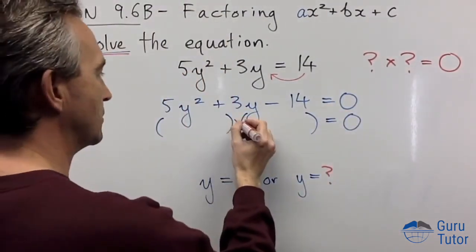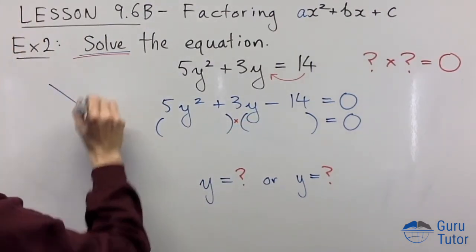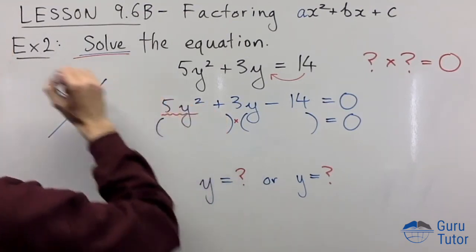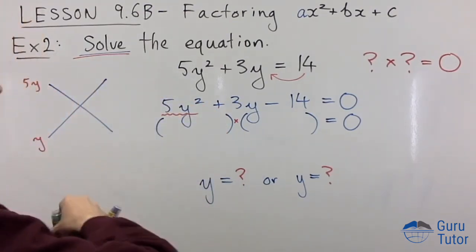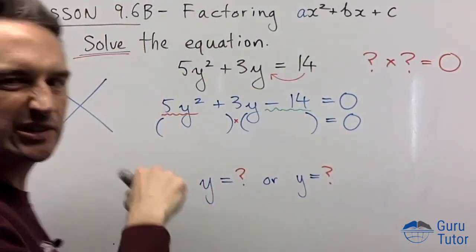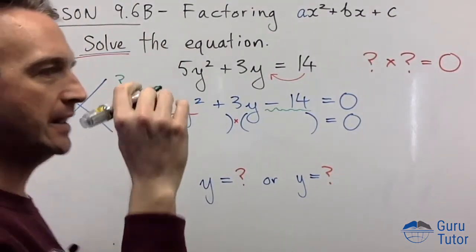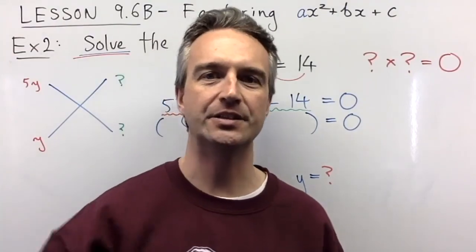And we're going to use our cross method, okay? So we've got cross method. Factors of 5y squared are going to go up here on the left. 5y, y. Factors of 14 are going to go on the left side. And you know what? I'm not going to do this. I want you to do it and put your answers as a comment, okay? See if you all agree and get a discussion going if you don't.